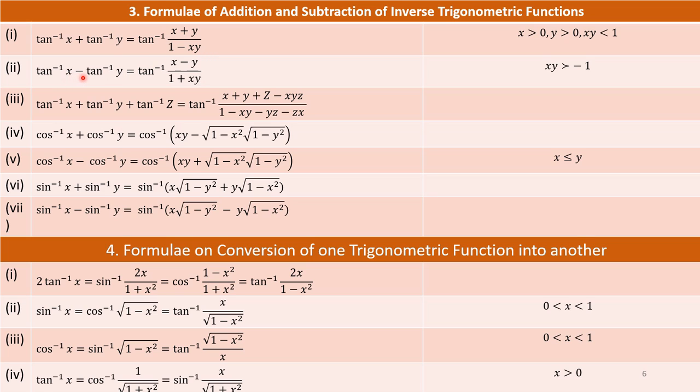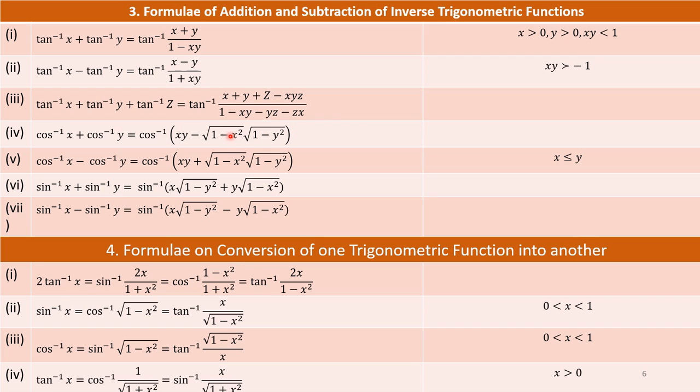Similarly, tan inverse of x minus tan inverse of y is equal to tan inverse of x minus y divided by 1 plus xy. Similarly, tan inverse of x plus tan inverse of y plus tan inverse of z equals tan inverse of x plus y plus z minus xyz divided by 1 minus xy minus yz minus zx.